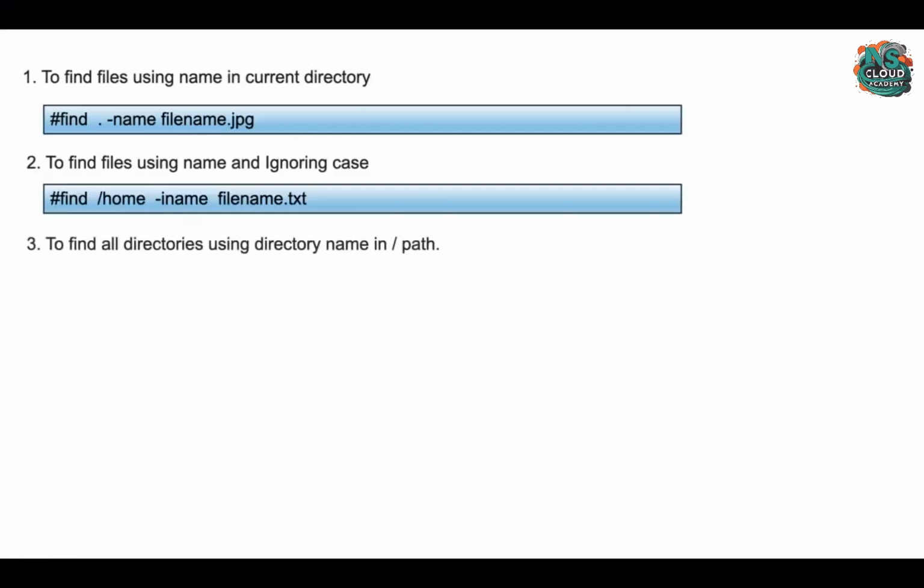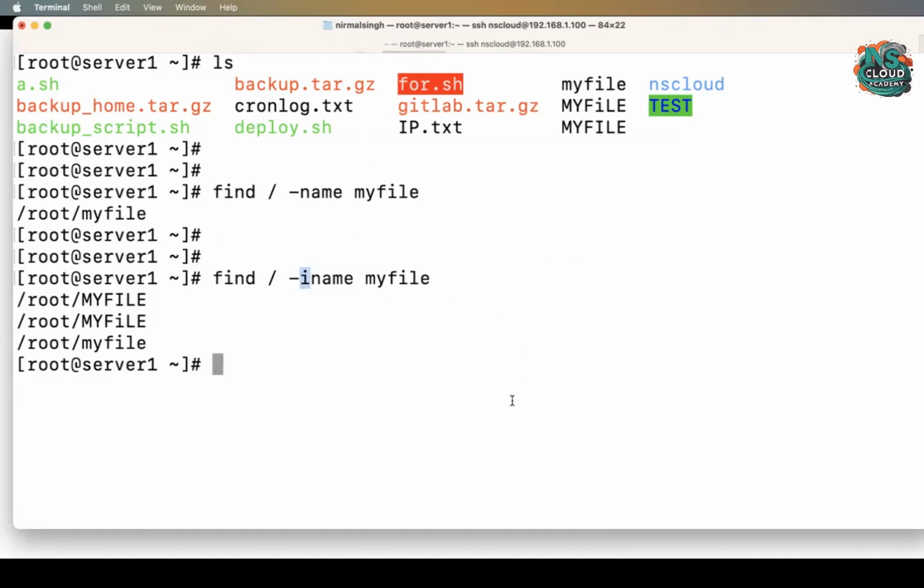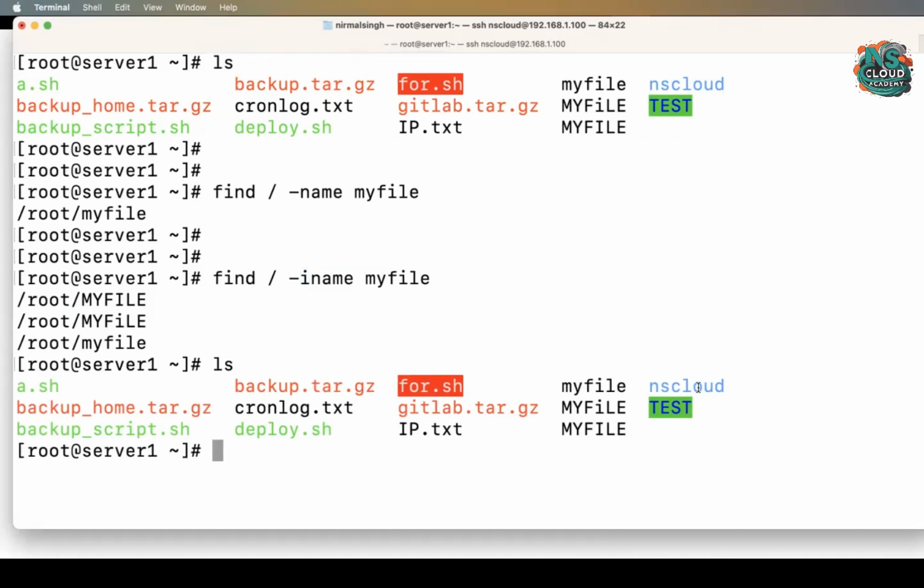To find all directories using the directory name in the path, just like if you know any folder name or file name and you want to find it, let's create one file here. We have nscloud here. That is the folder name, and we just want to find the folder named nscloud. In that case, what can you use? You can use find.